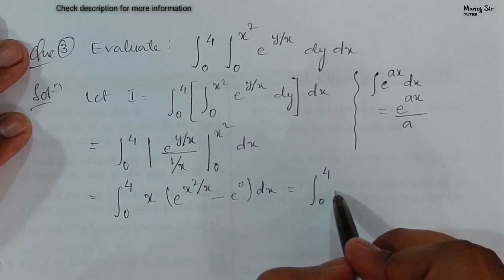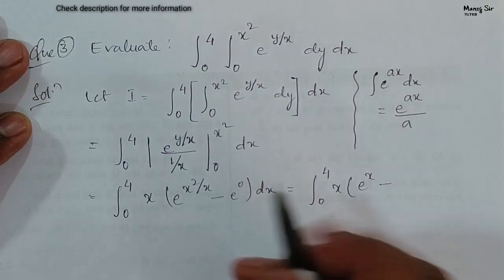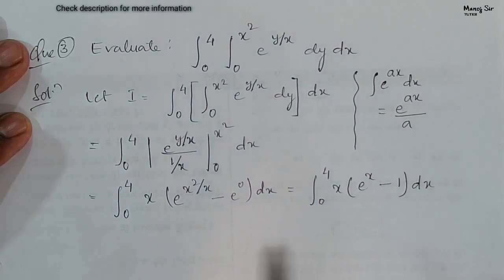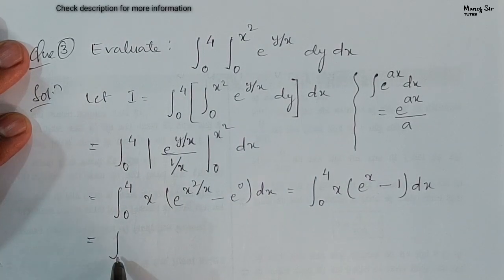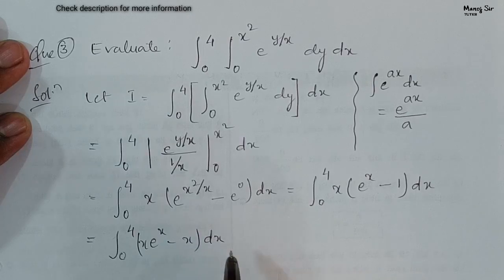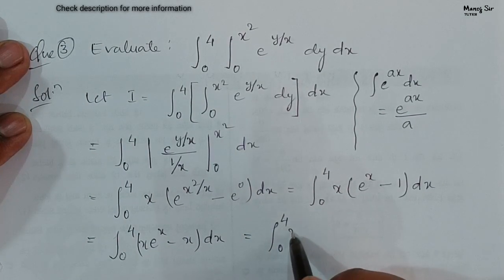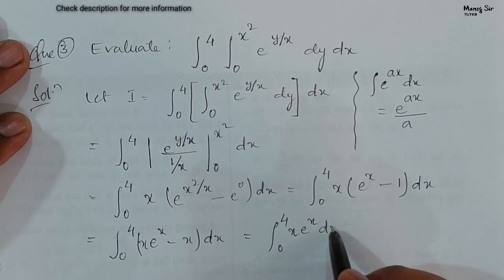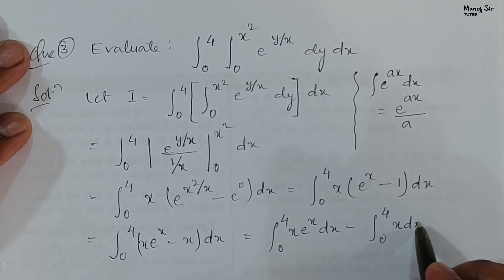This is going to be x e to the power x minus e to the power 0, whose value is 1, dx. Now we can open this bracket, and you will get the integral from 0 to 4 of e to the power x into (e to the power x minus x) dx. Again, we can separate this into the integral from 0 to 4 of x e to the power x dx minus the integral, with limit from 0 to 4, of x dx.